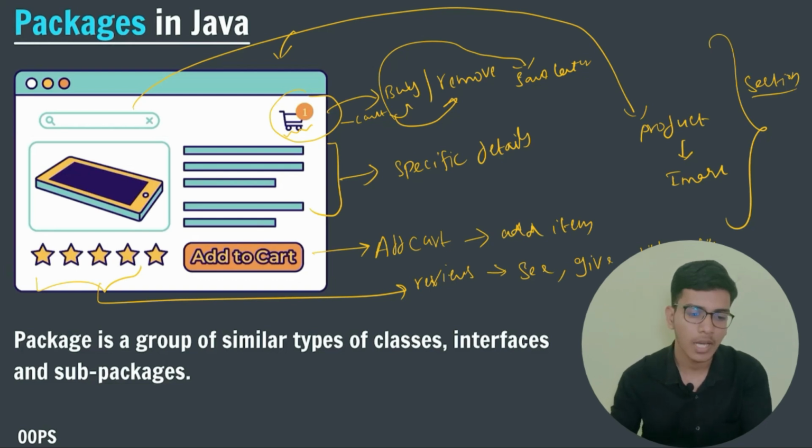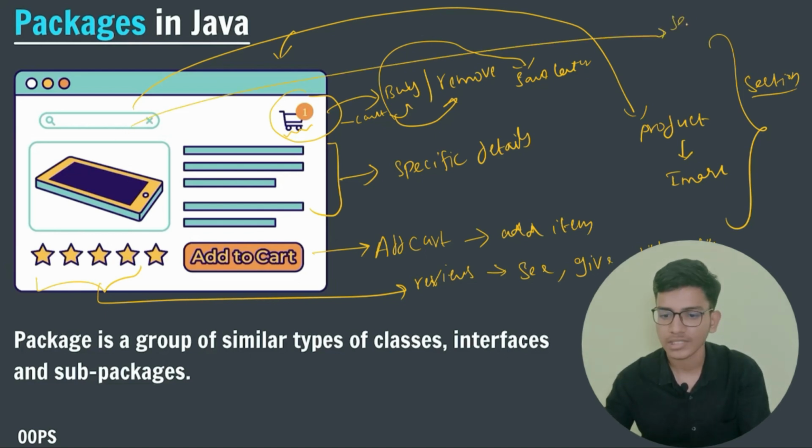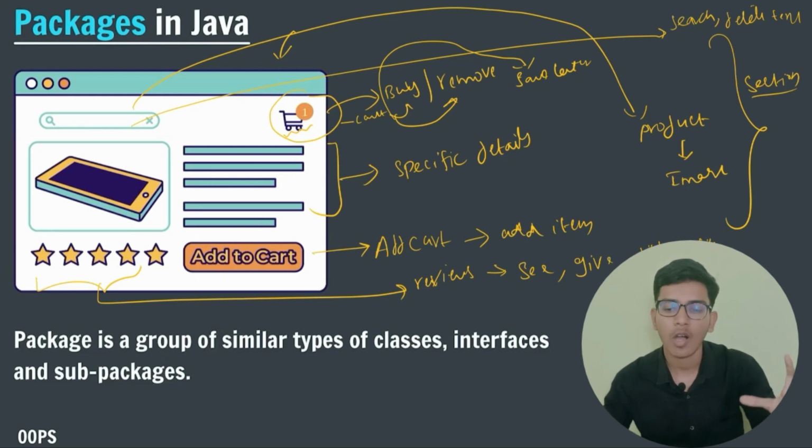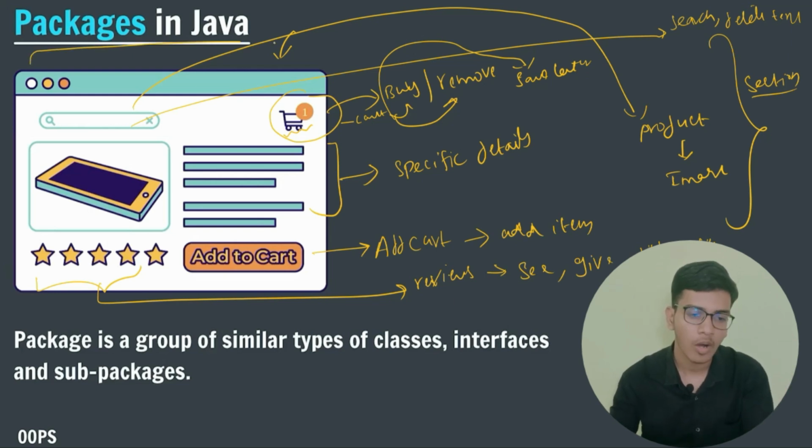And in the search bar, you can see that there is a search bar, right? In the search bar I can search items, I can delete text, and all those things. So each property, each section has its own unique quality, and combining all those things is known as a package.